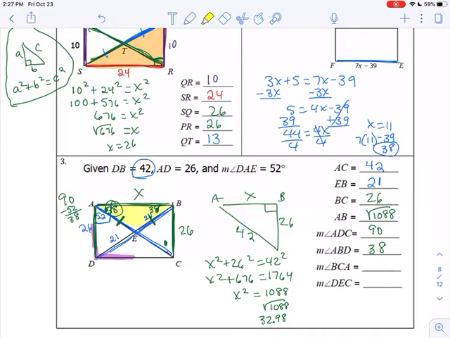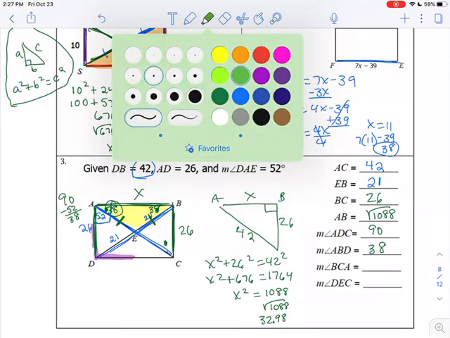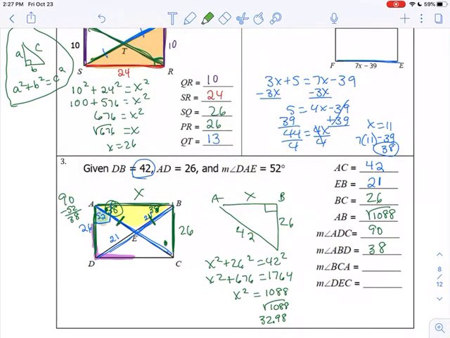BCA, I'm trying to find this angle right here. And I can do that easily the same way I did the other one. Or, let me highlight this in green for us. This angle right here that was 52, and the angle that I'm trying to figure out, angle BCA, those are alternate interior angles, and alternate interior angles are congruent to each other. So this is 52. And DEC is this angle right here where I'm putting the big green dot.